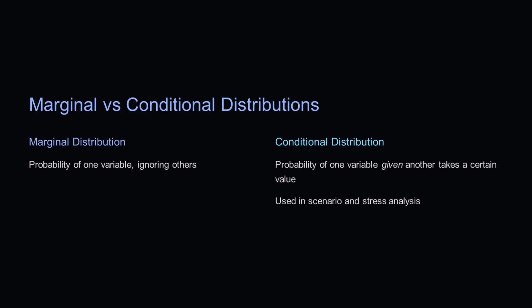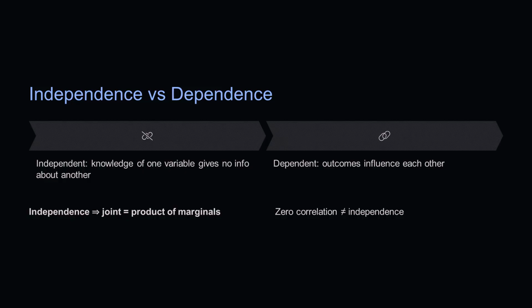Section 3. Independence and dependence. Two risk factors are independent if knowing the outcome of one tells you nothing about the other. But in finance, true independence almost never exists. Most variables are dependent in some way, often through economic links, behavioral effects, or market contagion. If the joint distribution equals the product of the two marginal distributions, then the variables are independent. If not, they are dependent.